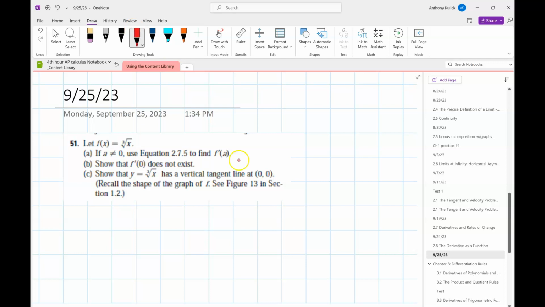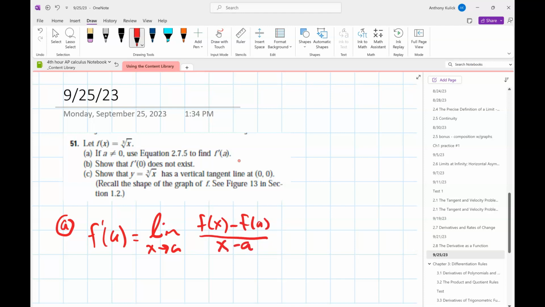All right. So for part A, it says use equation 2.7.5 to find f prime of a. That equation 2.7.5 was just the other limit definition, the one that we don't use as often. So if I plug this in, I'm going to have the cube root of x, which I'm going to write as x to the 1/3, minus the cube root of a, which I'm going to just write as a to the 1/3, over x minus a.